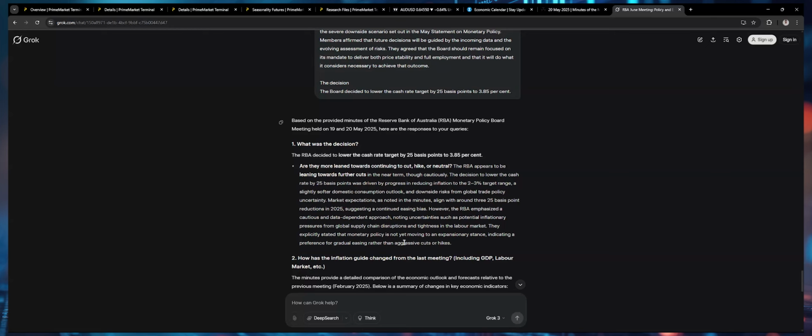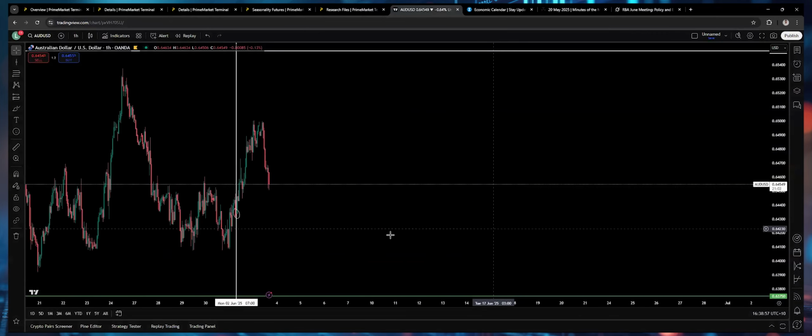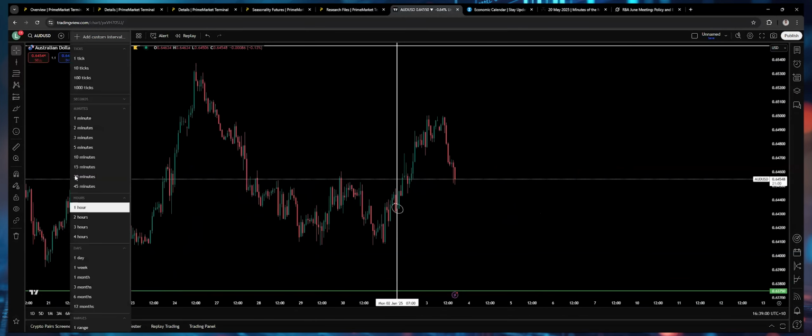Okay, they're more towards soft cuts or no hikes. As it says here, preference for gradual easing rather than aggressive cuts or hikes. So they're not going to hike. They're really, really not. There's nothing hawkish. All right. It's basically neutral to dovish. So this helps heaps. It helps so much because that release was at 11:30. Okay.